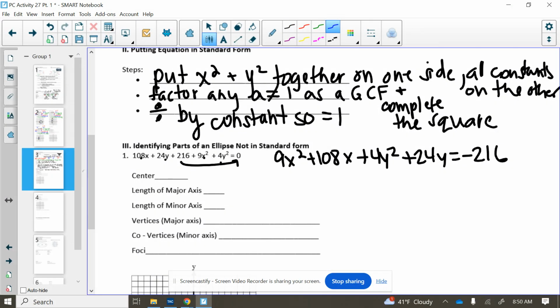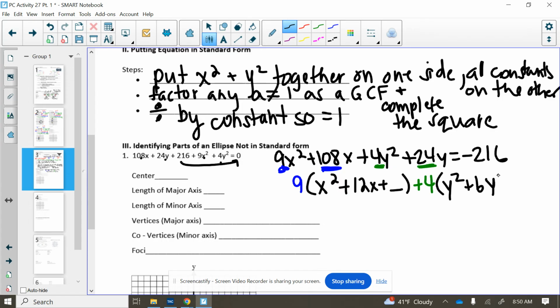Now, before we can complete the square, what we're going to do first is take these GCFs out. So notice there's a 9 for both the 9x squared and the 108. 108 divided by 9 is 12. Now we have a 1x squared. Now we'll actually be able to complete the square. And then with our y's, we have a GCF of a 4 that can be taken out. So we're going to want to do that. And then we have y squared plus 6y that we can now actually complete the square on. And then on the other side, we have negative 216.